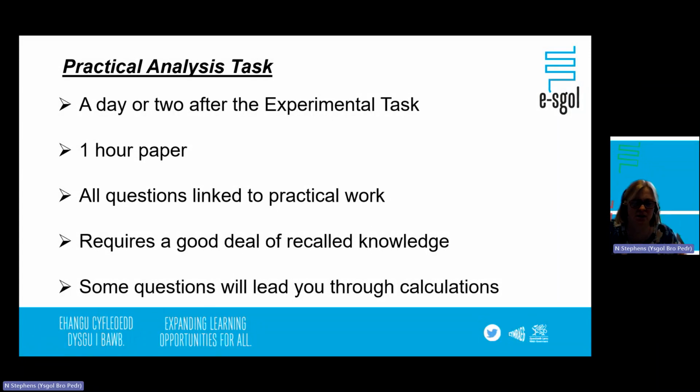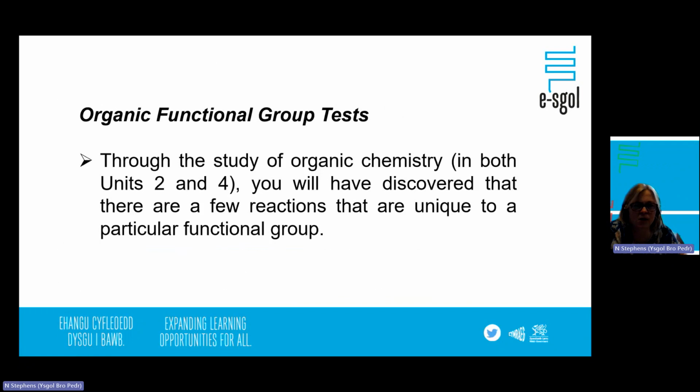So what I'm going to do now is just take you through some of that recall work that will benefit you to have in the back of your minds. I'm not saying that I can cover all of it, because obviously during year 12 and year 13, you've covered quite a heavy amount of content, but I will maybe focus in on some of the most important aspects, starting with organic functional group tests, of course.